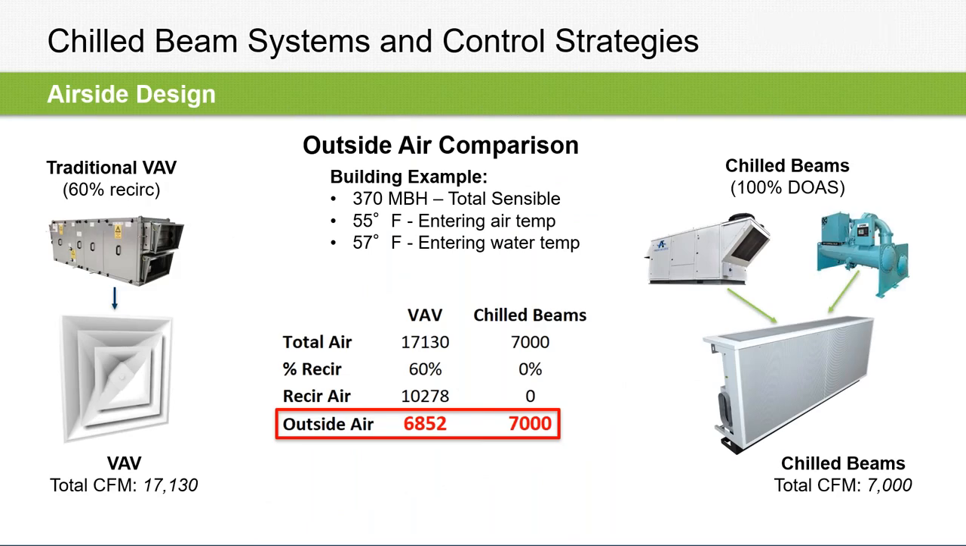Then another example I like to talk about is fresh air. How much fresh air are we providing to the building? In this example, we'll look at 60% recirculation on the VAV air handler. Same example as earlier, the 370,000 BTUs and 55 degree entering air and 57 degree entering water. If you're recirculating 60% of the airflow with the VAV air handler, you're actually only supplying 6,800 CFM of fresh air. Compare that to the chilled beam: if you're using a dedicated outside air system, it's 100% fresh air, so 7,000 CFM of fresh air.